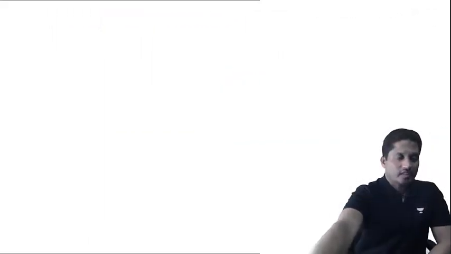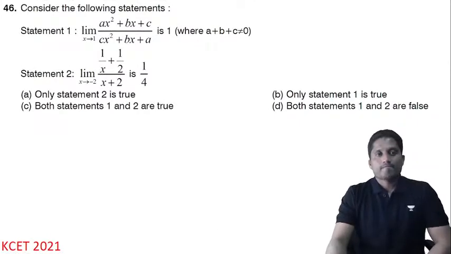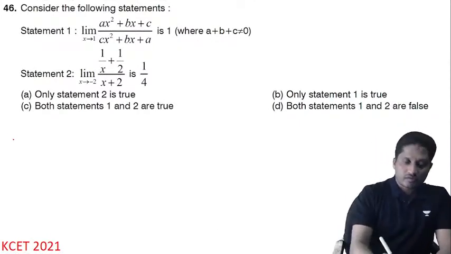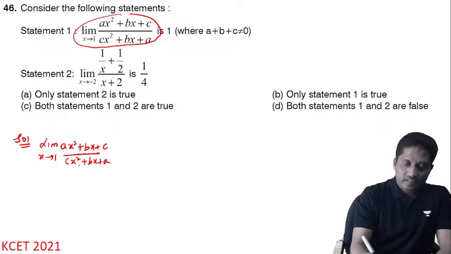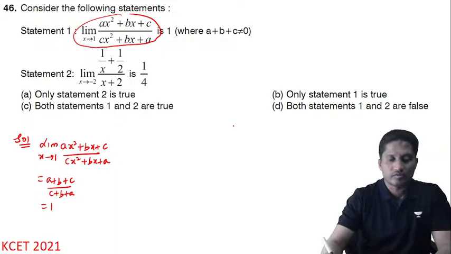Alright, question number 46. I should check which of the following statements are true. First statement, number 1, limit x tends to 1. If x is tending to 1 here, that is (ax square plus bx plus c) divided by (cx square plus bx plus a), x is tending to 1, you will get this as (a plus b plus c) by (c plus b plus a), that is equal to 1. So statement 1 is true.